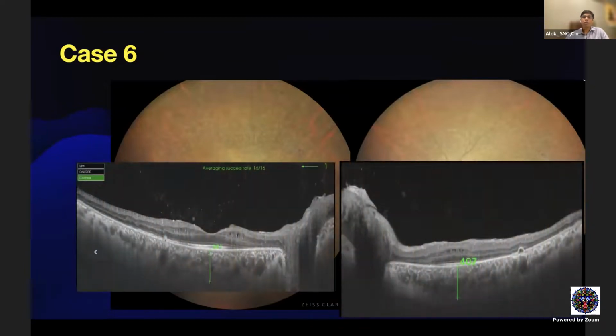And on doing an OCT, what we noted was the presence of cells in the vitreous. You can see this in both the eyes. What you can also see is that the ellipsoid zone is preserved in the posterior pole, but as you move towards the periphery, there is loss of the ellipsoid zone in both the eyes.